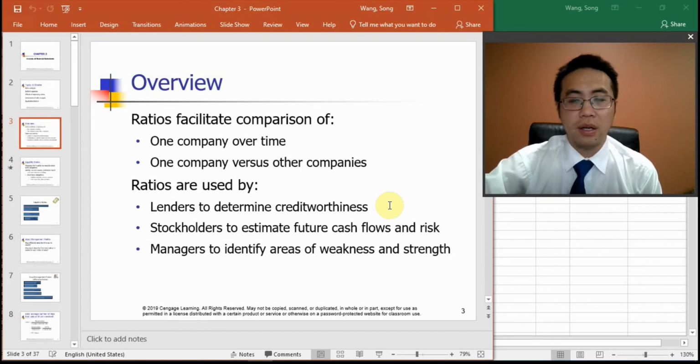You can either compare the company by itself to see whether we have beat our historical record, and we can also compare with other companies to see if our ratios beat theirs. The ratio can also be used by investors. For example, lenders like a bank or some corporate bond buyers would look at a company's liquidity ratios and debt ratios to see if the company is risky or not. And the stockholders can also look at the ratios to see the future cash flows generated by its operations. And definitely the insiders, like the managers, can use the ratios to identify the weaknesses and the strengths of the company.